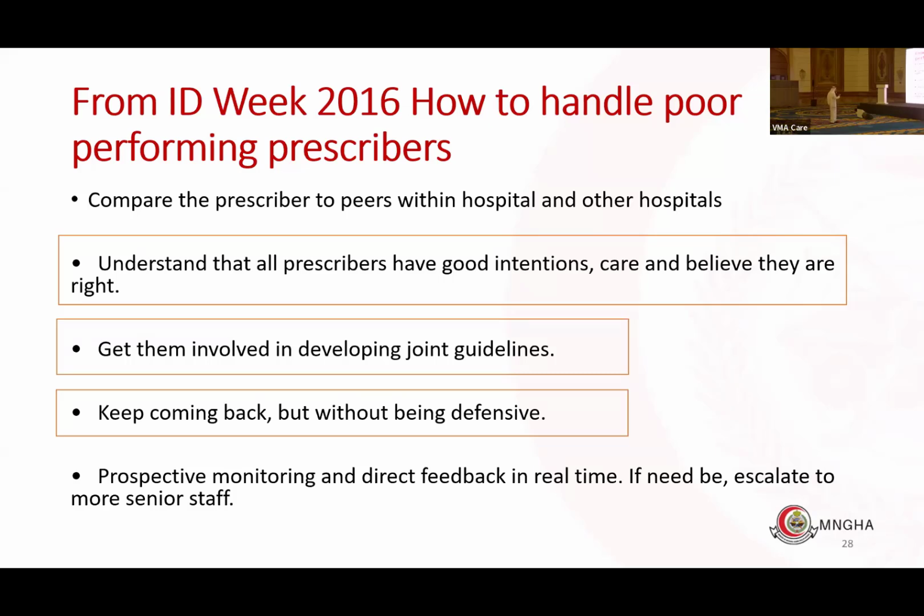Number three, get them involved in developing the joint guideline. What I mean by that? Two weeks ago, we developed a febrile neutropenia guideline. I involved four specialties: ID, ASP, hemato-oncology, and also the ICU physician. So when you engage people in a guideline, for example, febrile neutropenia or prosthetic joint infection, let the orthopedics come and sit together, because at the end, they are the ones who write the antibiotic. So involve them in the joint guideline and keep coming back, but without being defensive.